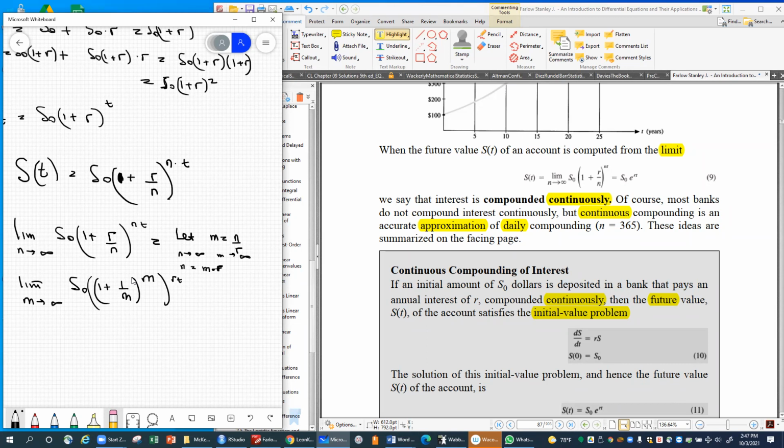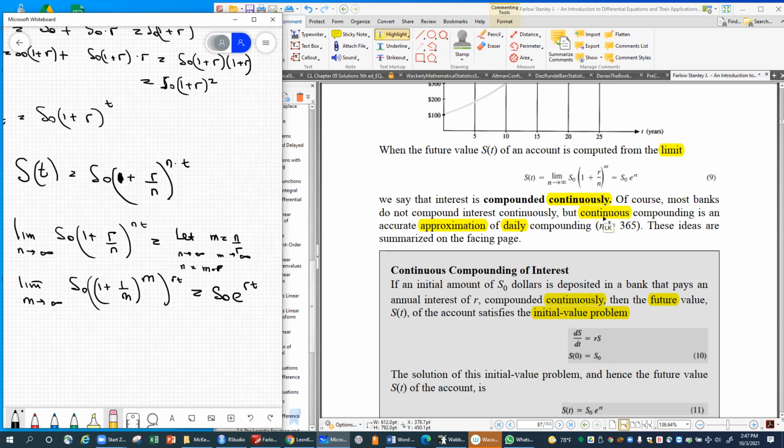But what's the limit as m goes to infinity of (1 plus 1 over m) to the m? Anyone know, from calculus, guys? E. E, exactly. We can prove this directly, either numerically or with L'Hopital's rule. But let's just use the fact, and it's S0 e^(rt).